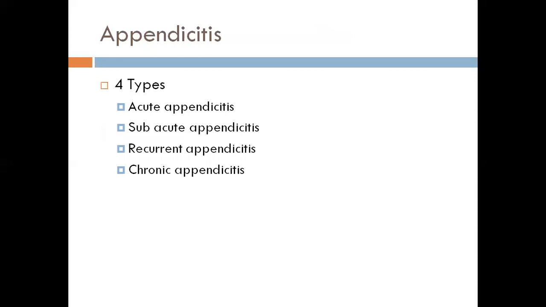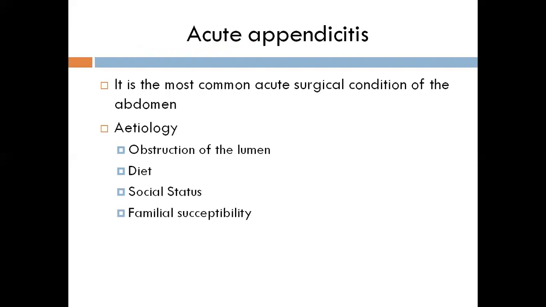Okay. Now the classification of appendicitis is acute appendicitis, subacute appendicitis, recurrent appendicitis, and chronic appendicitis. Acute appendicitis is the most common acute surgical condition of the abdomen. It is mostly found, and this acute appendicitis is commonly seen in second and third decade of life.